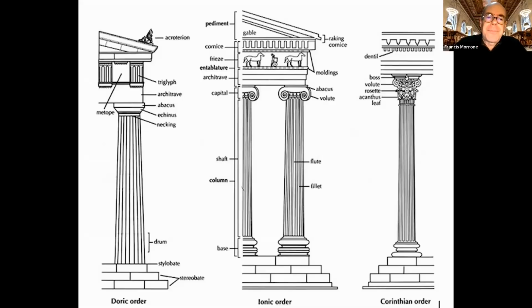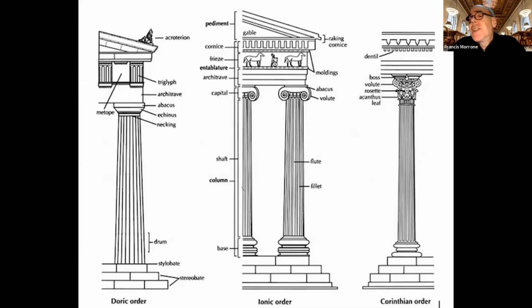So let's begin with Doric temples. I'll talk a little bit about Doric temples and about the Doric order, and then I will talk a little bit about Ionic temples and about the Ionic order, and then I will finish up with some odds and ends, particularly tombs and choragic monuments.